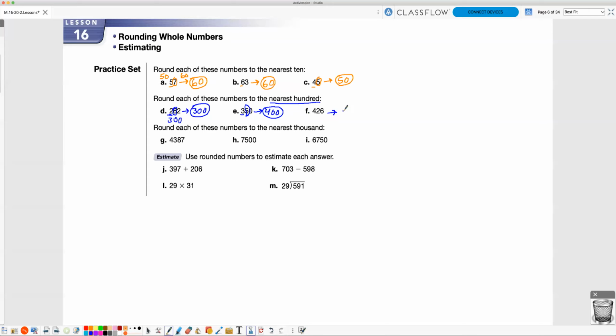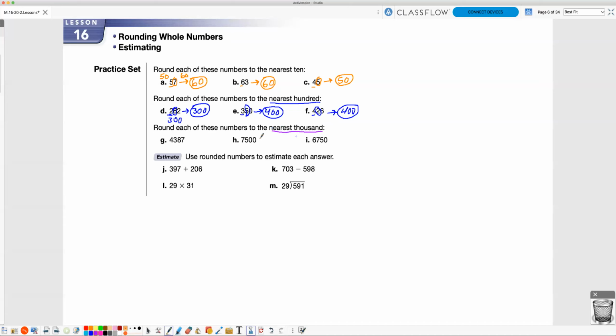426 to the nearest 100. Your answer should have been 400 for that one, because if you underline the hundreds place and circle the digit after it, it's a 2, it's less than 5, so that means the 4 remains the same, and this 2 and the 6 turn into zeros. Round these to the nearest 1,000, so each one of these answers should be rounded to the nearest thousands place.